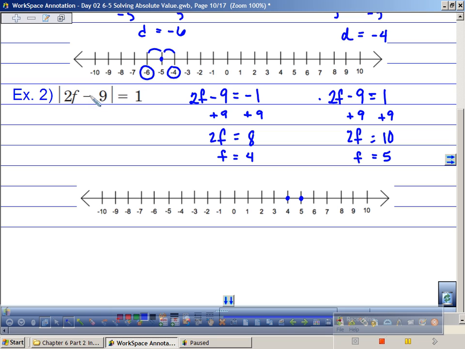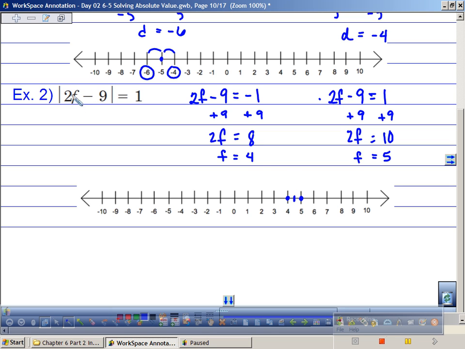But this says the distance between 2f and 9. Normally we would start at 9, right? But we didn't start at 9. Where would I start? Let's work backwards on this problem. Where would I start if I was talking about the distance between a number and this side and a number on this side? Where's the middle of that? 4.5. Good. Isn't that the middle of it?